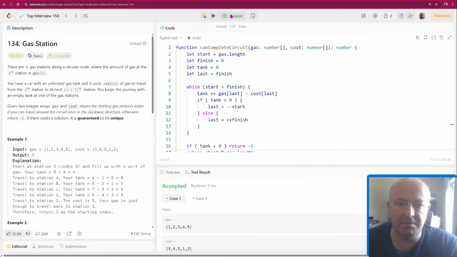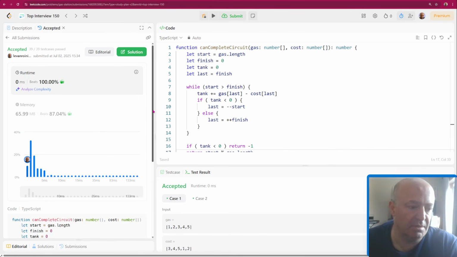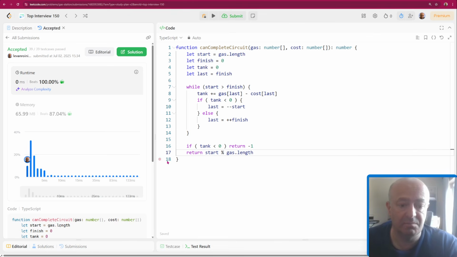Yeah, these are fine. Now let's submit to the full test suite and see how we do there. Oh, okay, that was nice. So we beat 100% of solutions in terms of runtime. In terms of memory, we did 87%, which is not bad. It's not bad at all.